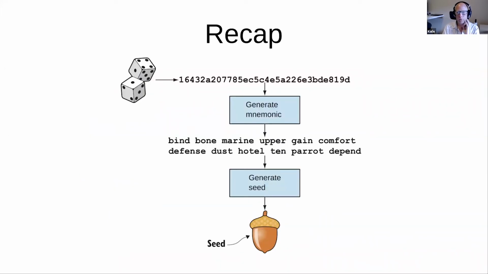So when you generate your seed, you do it in 2 steps. First, you generate a mnemonic that you store in a safe place, and then from that mnemonic you generate the seed, and from the seed you generate the tree of keys.